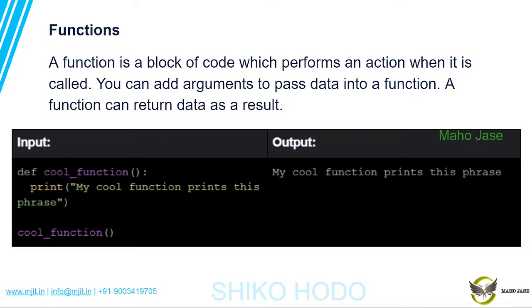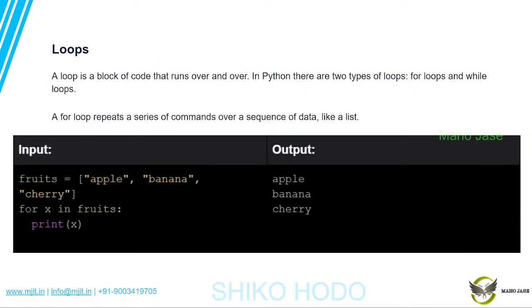Okay, we will move on to the next slide, which is loops. We have seen data types, variables, functions, and now loops. So what is a loop? A loop is something that runs n number of times. Let's see a definition: a loop is a block of code that runs over and over, meaning it runs again and again.